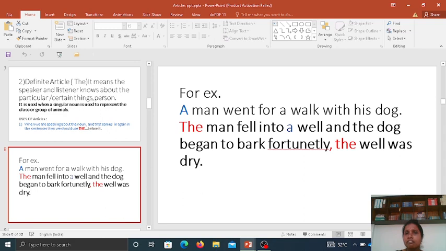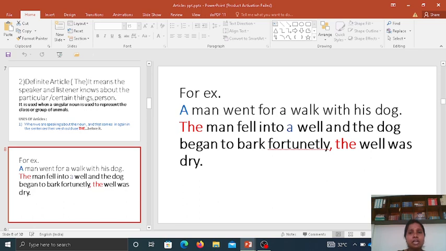The man fell into a well. So why do I use "a well" here? Because in my first sentence I didn't tell about the well. That's why this is the first mention of the well. I am telling about a well that is uncertain, so I use "a" here.